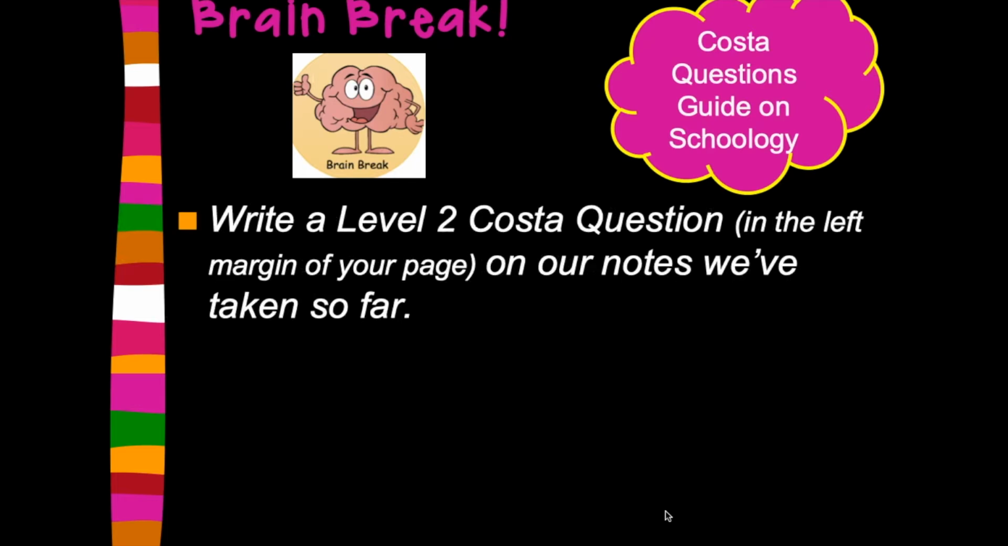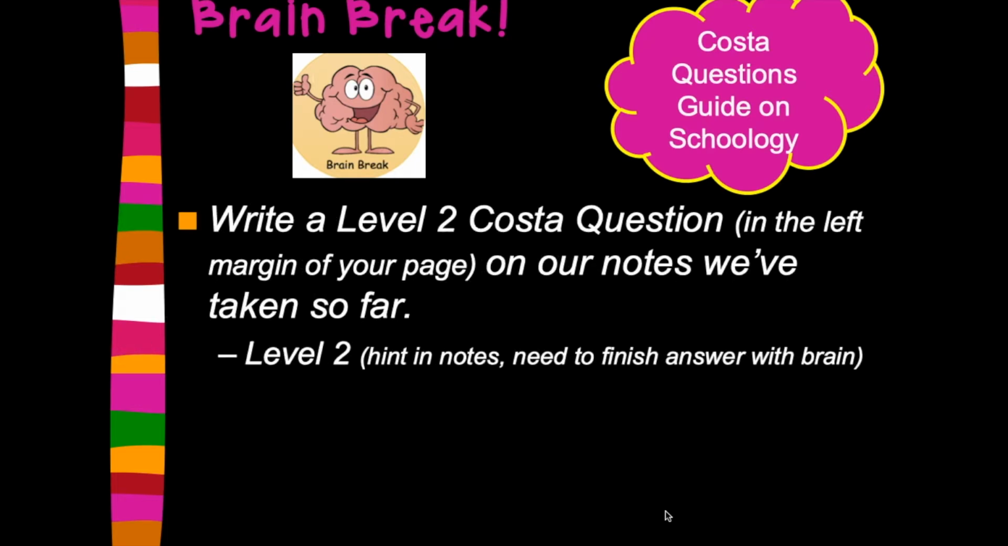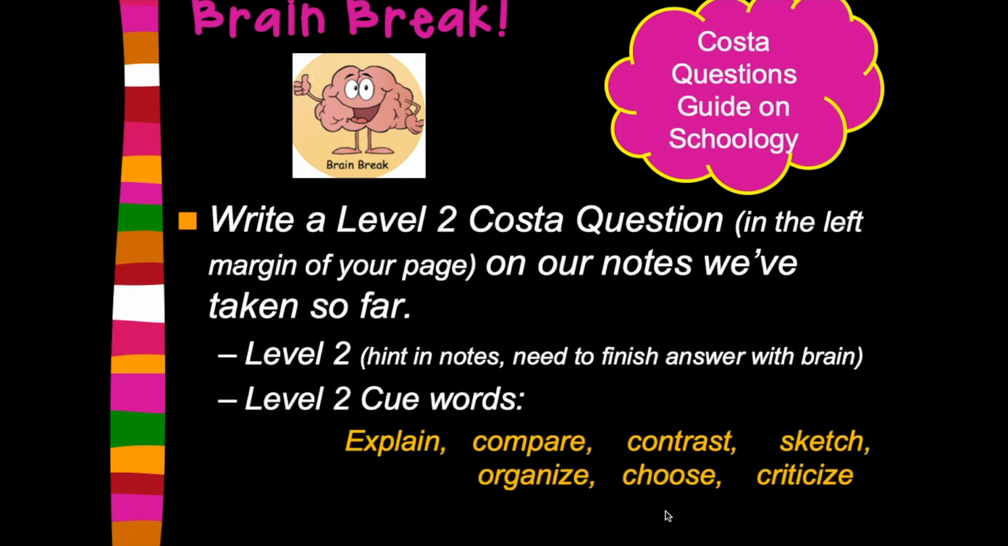So go ahead and take a little break again and do a level 2 question. Level 2 questions, remember, are something where there's a hint in your notes, like maybe a definition, but then your brain needs to finish the rest of the answer. A great example would be contrast physical and chemical changes, or sketch a picture of a physical change, or explain why a chemical change has a new identity. So that's a level 2 kind of question. Go ahead and pause, take a little break, finish your question, and welcome back.